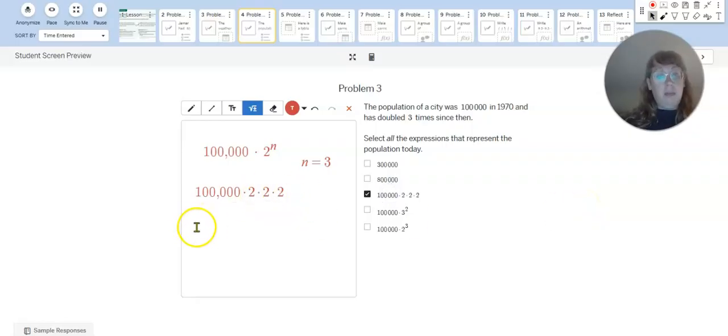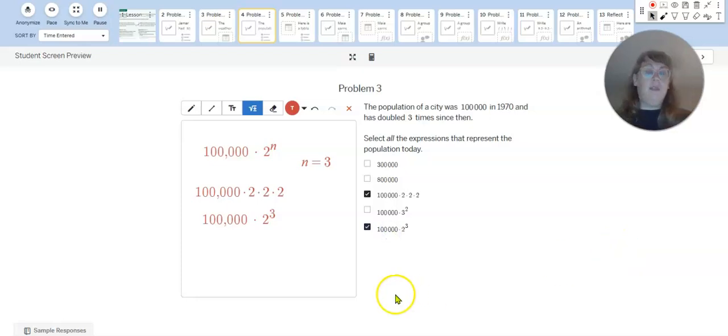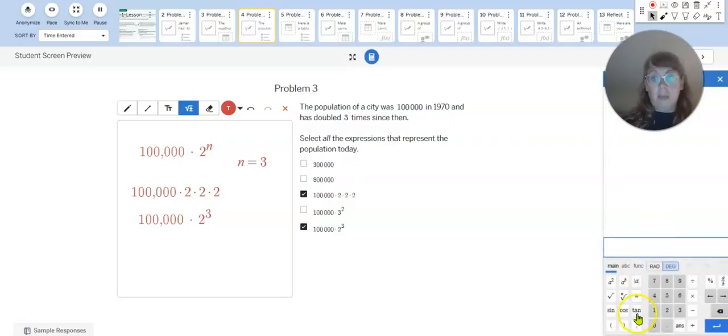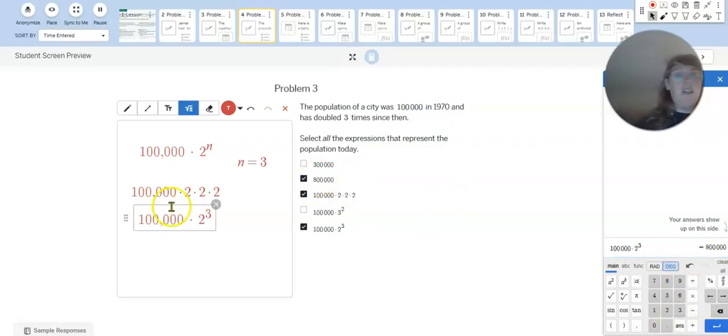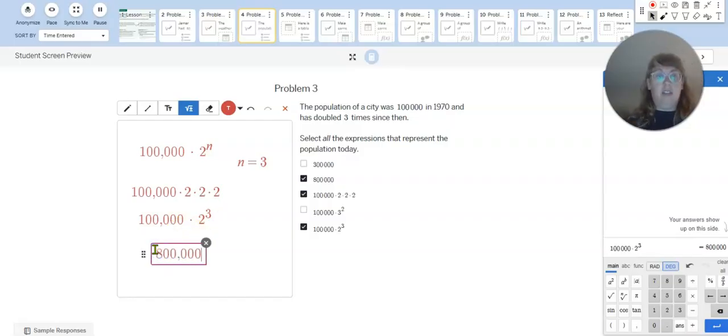2 times 2 times 2 can be also written as 2 to the 3rd power. These are equivalent expressions because we have 2 and we're multiplying it 3 times. And we could also type all this into a calculator. 100,000 times 2 cubed is 800,000. So our answer is also 800,000. And we got that just from doubling it 3 times.